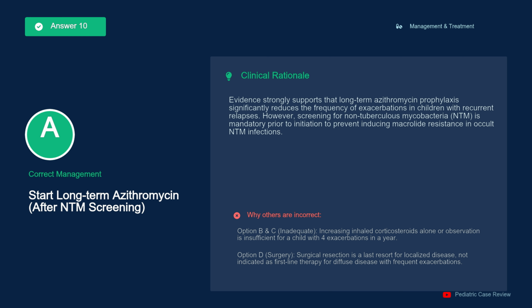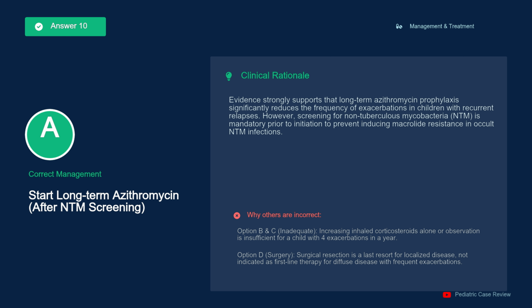Screening for non-tuberculous mycobacteria before starting is essential to avoid developing macrolide resistance in undetected mycobacterial infection. Typical dosing is 3 times weekly. Options B and C are inadequate for this level of disease activity.